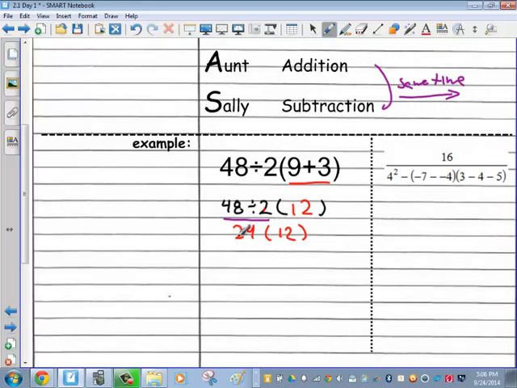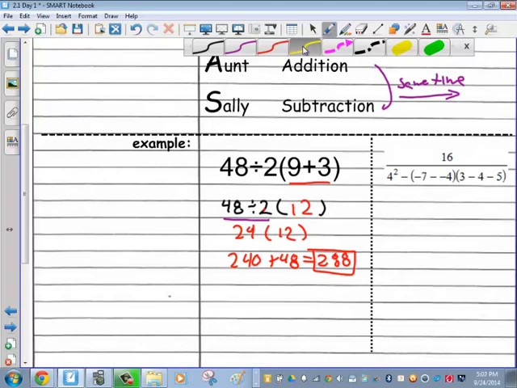24 times 12, 2 times 10, so 20, that's 240 for this one, and then 4 times 12 is 48, plus 48. I'm just trying to do this in my head. I guess 288. So my final solution is 288 when I do this problem right here. Okay, so let's go over to this problem right here on the right side, and use please excuse my dear Aunt Sally to simplify this.